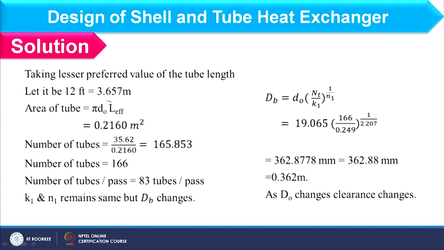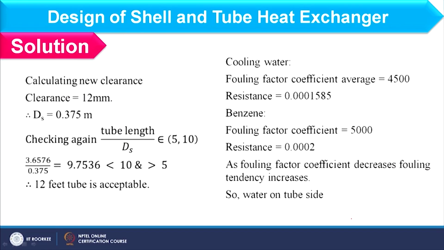So, here I am considering L effective based on 12 feet length, which will be equal to 3.657 meter. Okay. In this case, the number of tubes will be 166 because I have to consider an even number. So, 83 tubes will fall in each pass. Okay. So, accordingly I can calculate the bundle diameter, considering clearance in the same manner as we have discussed in the last iteration.